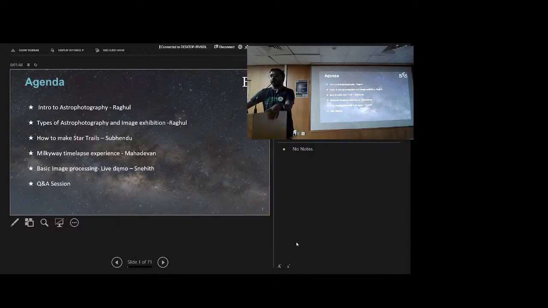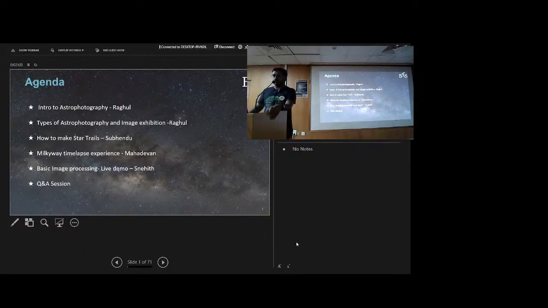Yes, and basic image processing. Again, Snehit will also show you after we have taken the images, how do we do the image processing to really come to a level where it's beautiful to see. We'll also show a small live demo. And after that, of course, the Q&A, we are here to take any questions.